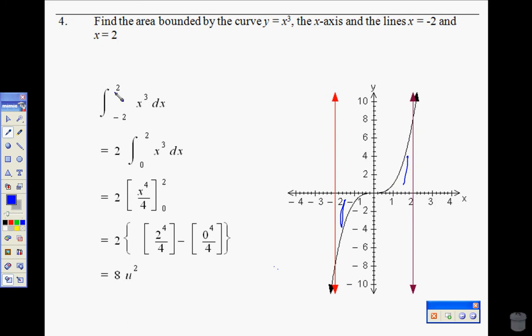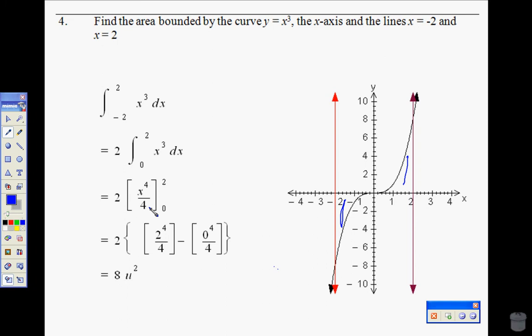So if I did the integral from minus 2 to 2 of x cubed, I know that's going to end up as 0. My definite integral would be 0. So to find the area, I can either split it up and go from negative 2 to 0 and take the absolute value, or I would prefer to go two lots of 0 to 2 of x cubed. I know this area is the same as that, so I'll find the area here and just double it. And that's what I've done.